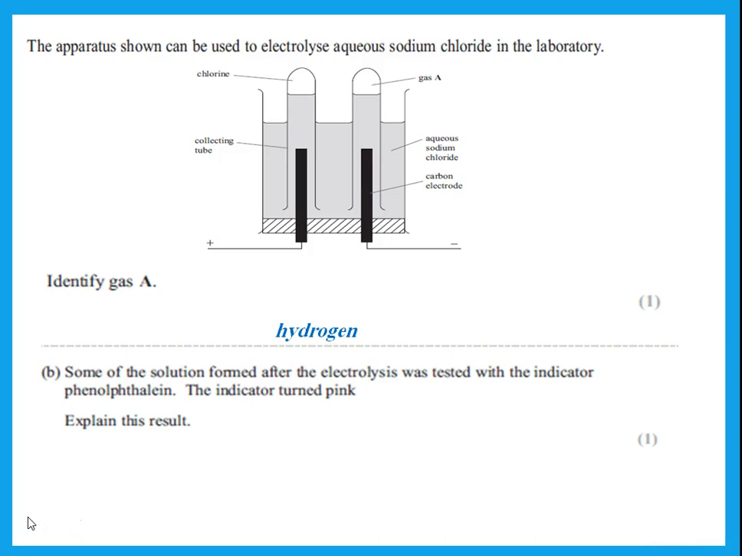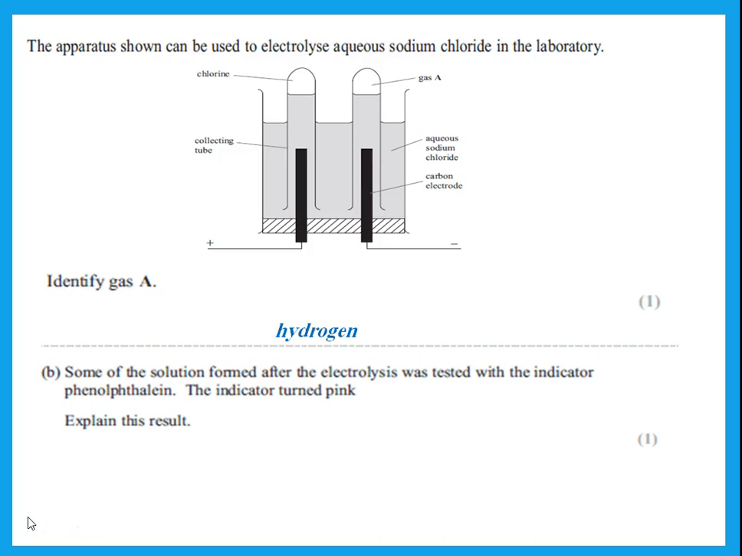Some of the solution formed after the electrolysis was tested with the indicator phenolphthalein. The indicator turns pink. Explain this result. Again, if I have sodium chloride, it will form hydrogen at the negative. What does it form at the positive?